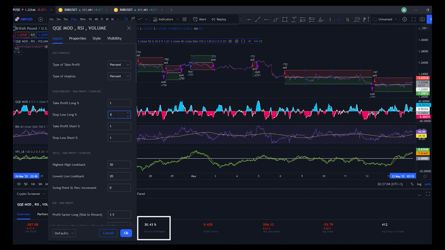And now let's move on to short condition. For a short signal to be valid, we need to have a new red histogram appeared on our QQE mode, and the RSI purple line is below yellow moving average, and finally the green line of the volume indicator is below the orange line, and both have to be below zero level. And once we have all these conditions fulfilled, we can go ahead and take a short position.